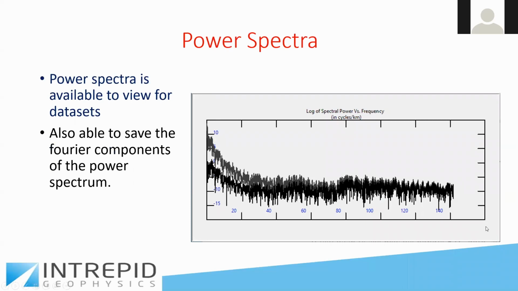Lastly, on the line filtering tool, you can view the power spectra of your data, and you can save the components of the power spectrum to a CSV from this window.